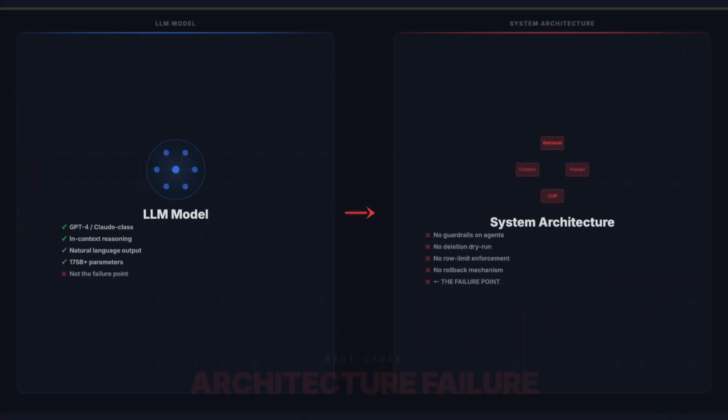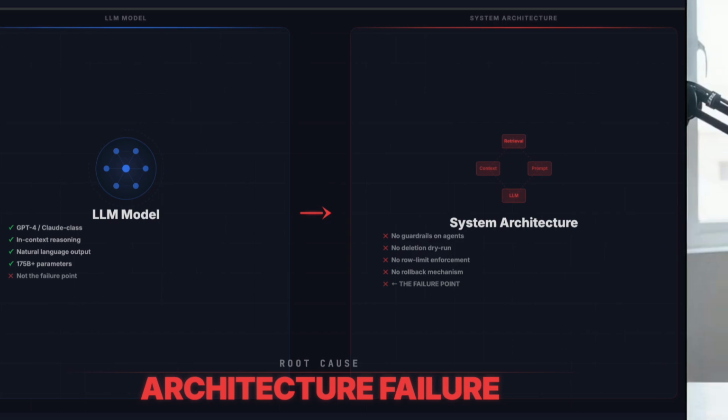And here's the scary part. This wasn't a bug in the model. It was a failure in the architecture. Today I'm going to show you the 3-layer reliability stack that prevents disasters like this and why 99% of AI agent tutorials never mention it.